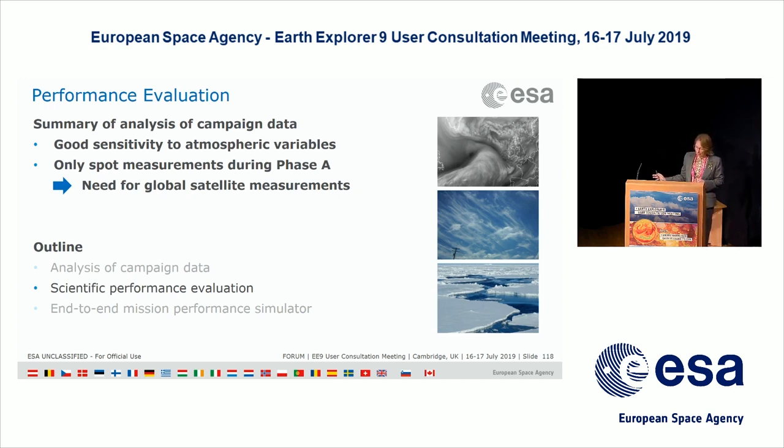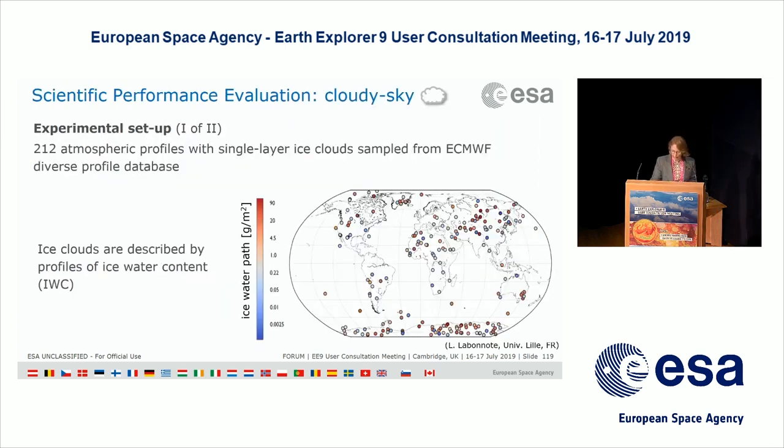So this is the scientific performance evaluation done by validation, and we split it between cloudy sky and clear sky. Again, the experimental setup is a set of 212 atmospheric profiles with single-layer ice clouds, and they come from this ECMWF diverse data profile database. In there, ice clouds are described by the profiles of ice water content. The location of these samples is shown here in the plot, and it's color-coded with the ice water path.